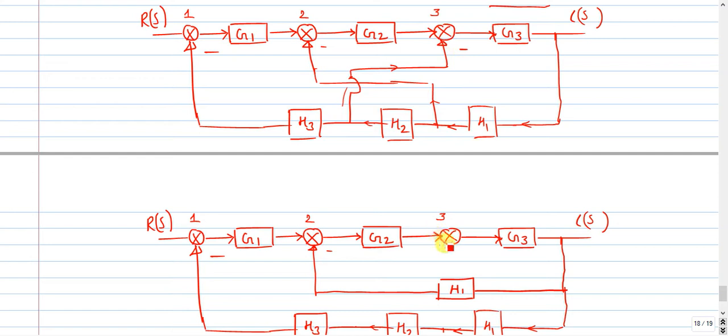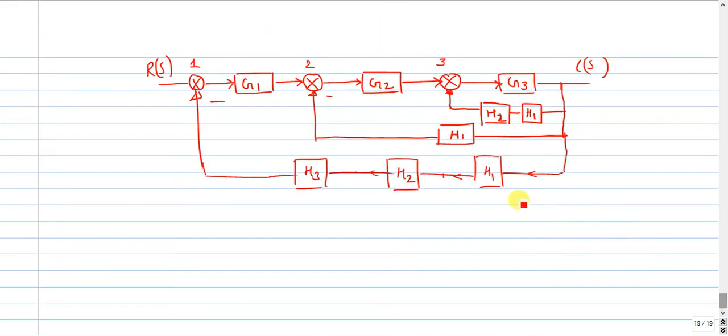So let me write. Here we are moving through two blocks, that is H1 as well as H2. So let it be H2, H1. This is one more path, and the final path you can see is H1, H2, H3 to the first summing point.